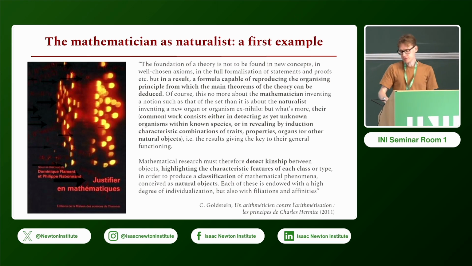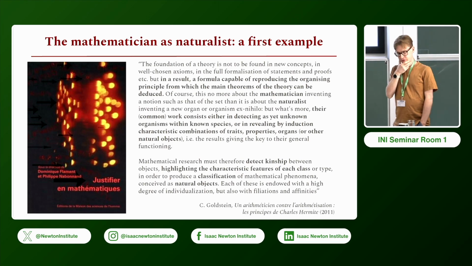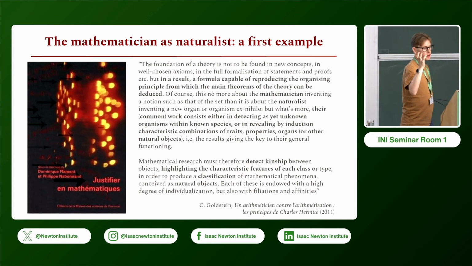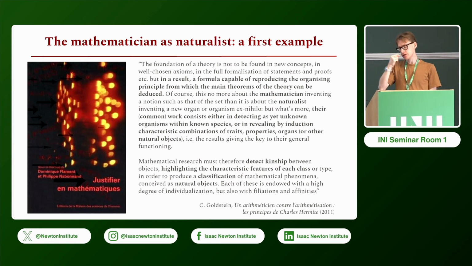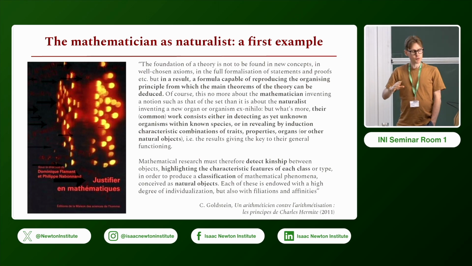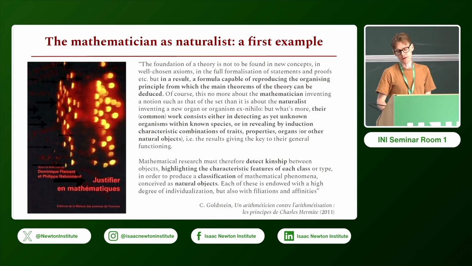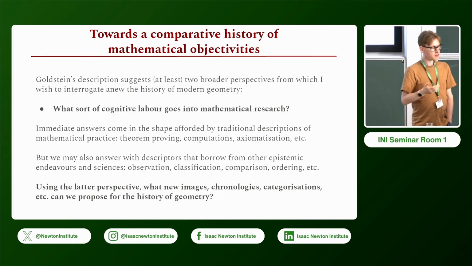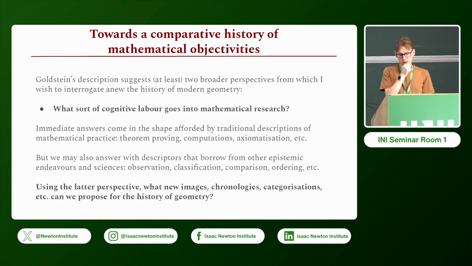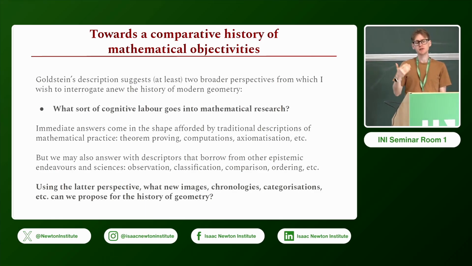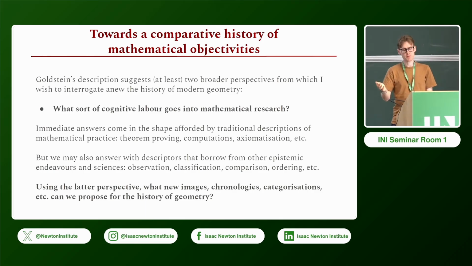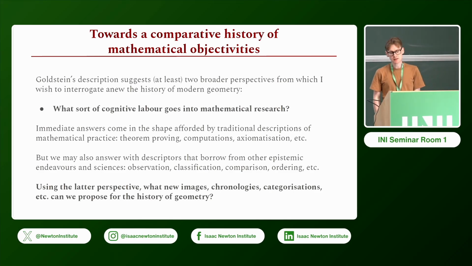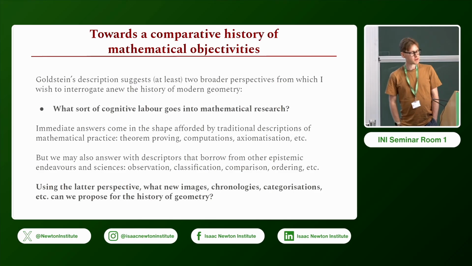And this is a particularly interesting description for me, because I observe similar phenomena in the history of geometry, and especially in the context of algebraic curves, with specific problems relating to geometry and algebra. And what this description invites me to pursue are two broader questions that I think can be of interest to historians of mathematics, especially modern mathematics, beyond the actors and the terrains that I'm interested in. The first question is, what sort of cognitive labor goes into mathematical research?